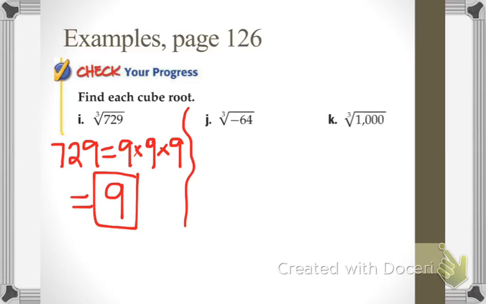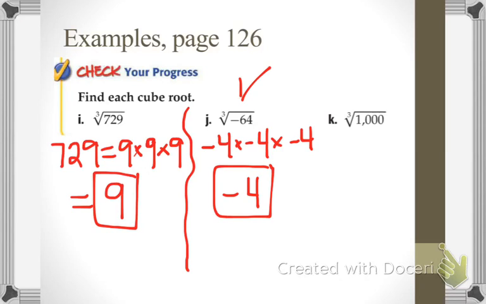Okay, now on J, I said that a square root cannot be negative. However, a cube root can be negative. That just means that my answer is going to be a negative. So, negative 64. We went over this on the last slide. I can get that by doing negative 4 times negative 4 times negative 4. So my cube root is negative 4. So, hint, if you see negative inside a cube root, your answer is always going to be negative.